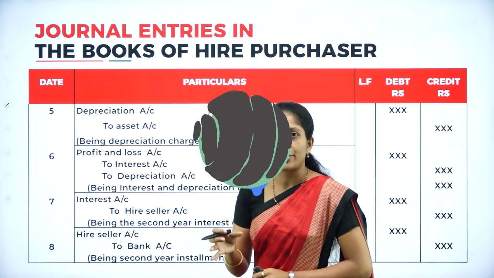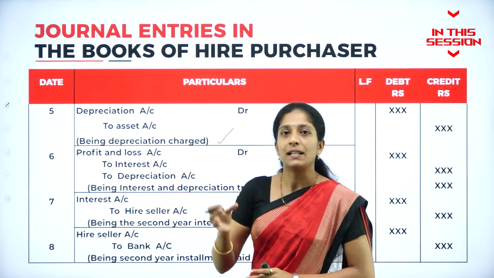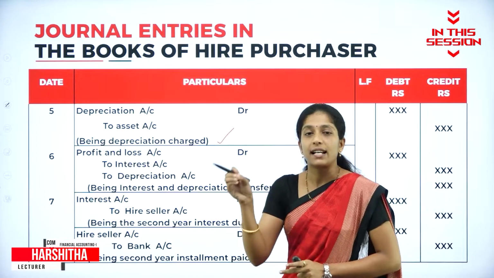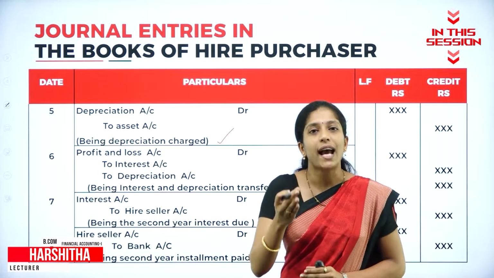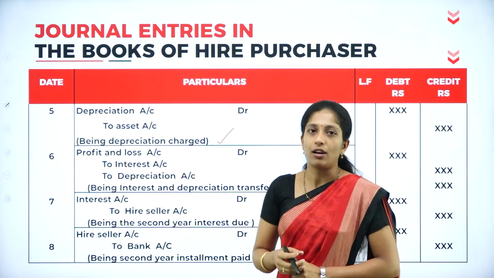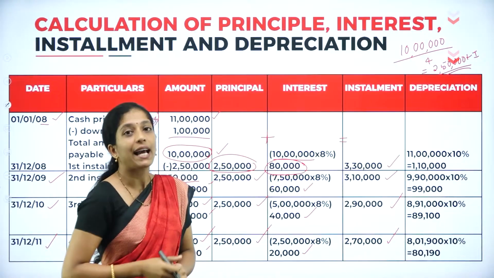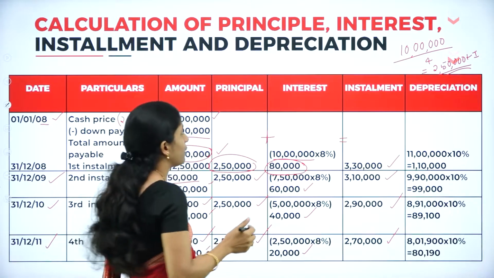We know what is interest due and we know what is the depreciation. So that interest and depreciation is an expense for the hire purchaser. So that has to be transferred to profit and loss account. So depreciation has to be calculated in written down value method.